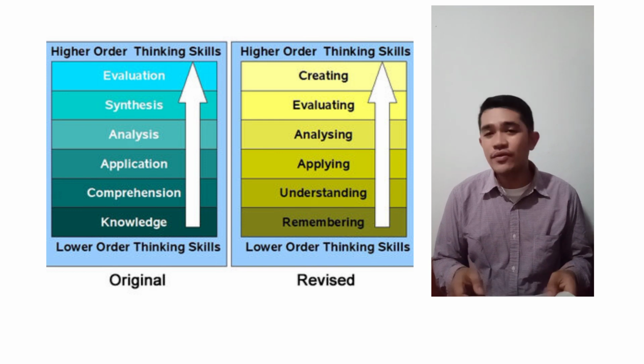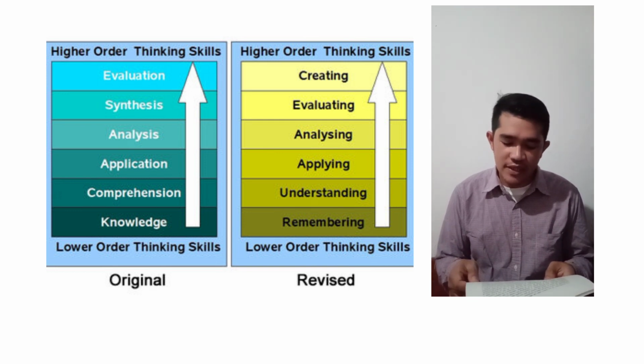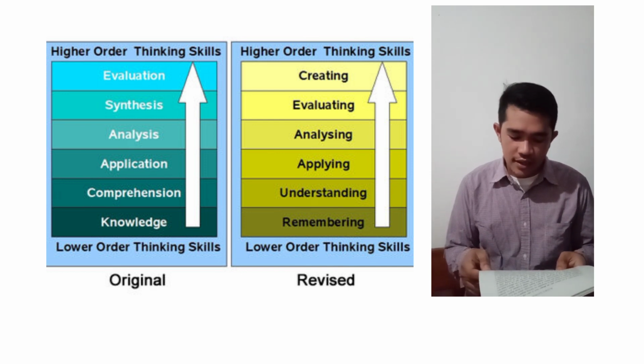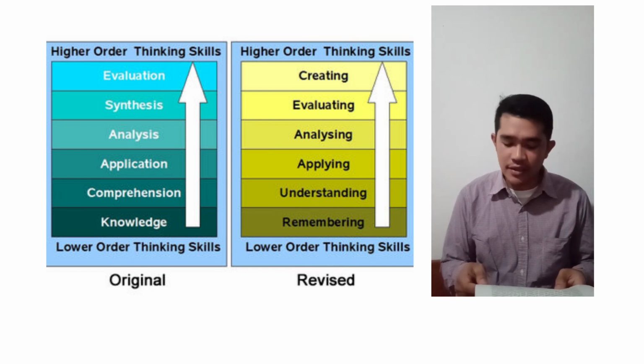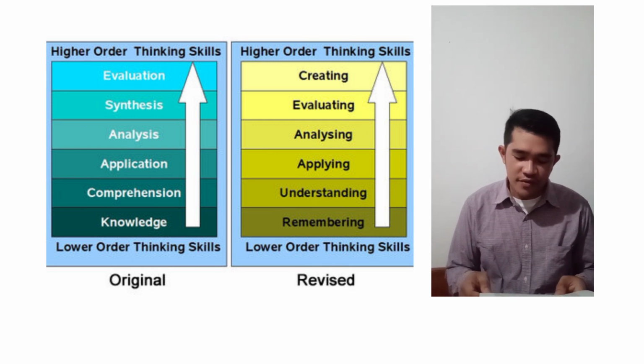Now we are going to discuss cognitive taxonomy in reference to Benjamin Bloom. Let us now start with Bloom's taxonomy. The first one is knowledge. The letter K is knowledge.